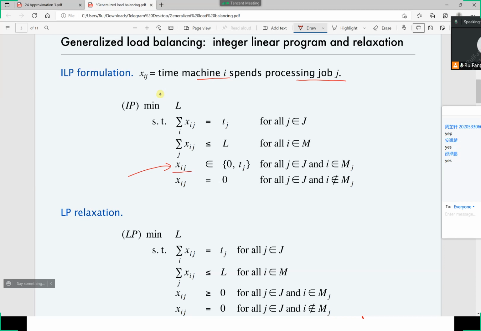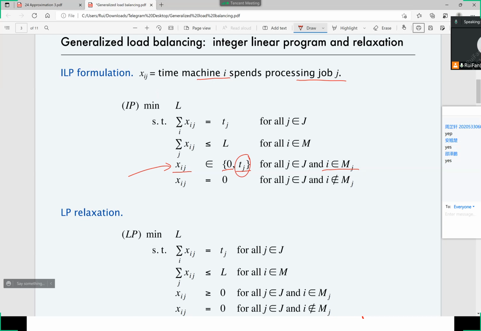So what that means is if you look at any machine, then the amount of time that it spends processing some job j is either going to be 0 or the length of that job. And so that means that this machine i either does not process this job at all, or it processes the entire job. If it's Tj, then it's going to do the entire job. So this is how we capture this requirement.